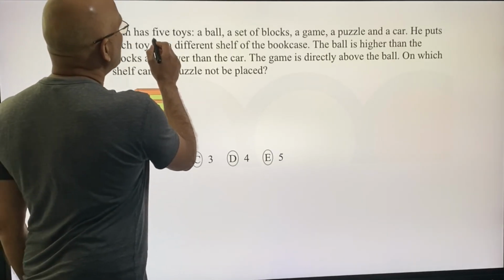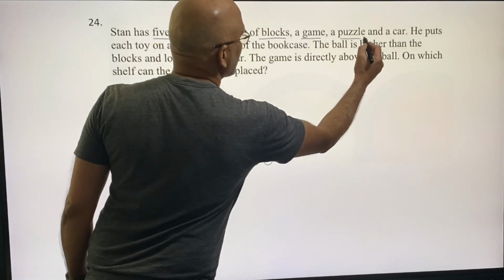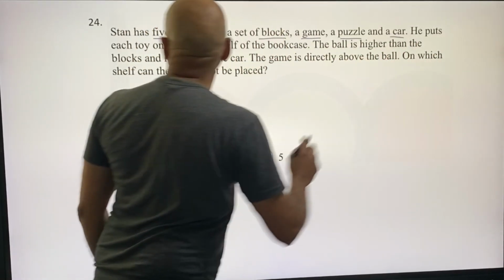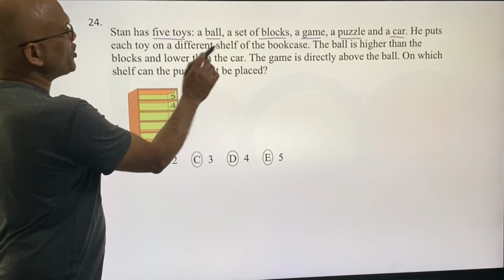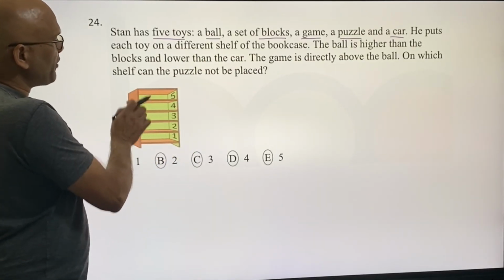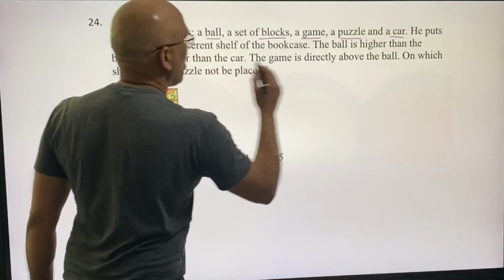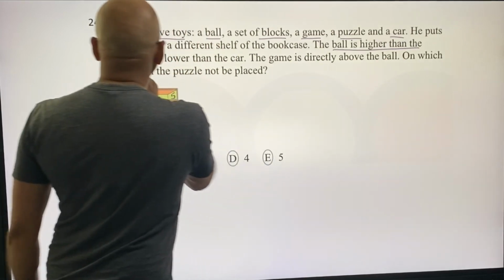Stan has 5 toys: a ball, a set of blocks, a game, a puzzle, and a car. He puts each toy on a different shelf of the bookcase. So this is a bookcase, and he's going to put different toys on different shelves. The ball is higher than the blocks.